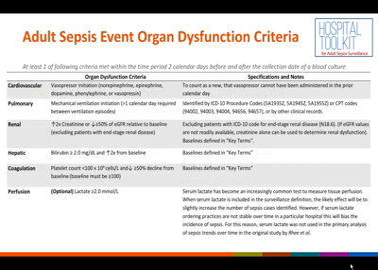This slide shows again the organ dysfunction criteria that were used to help define an adult sepsis event. These are both in the toolkit and the previously mentioned JAMA paper. Next, I want to talk a little bit about implementation of the toolkit.